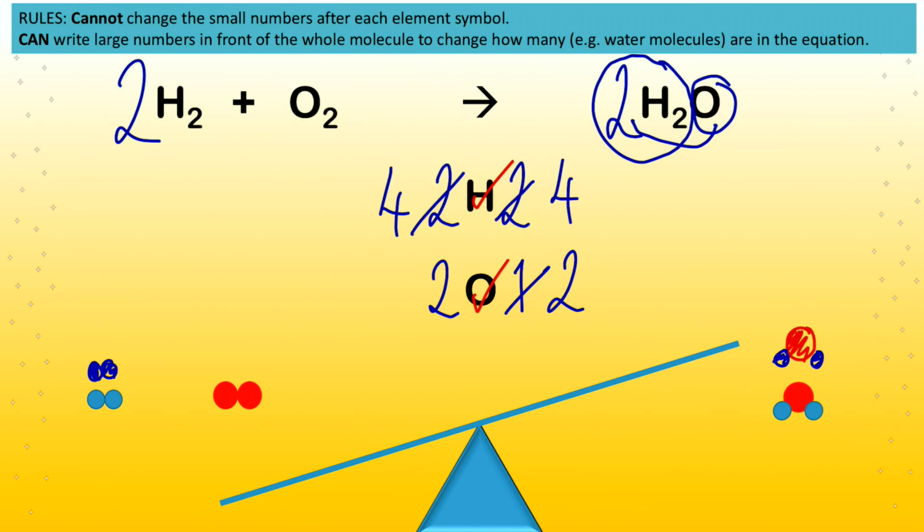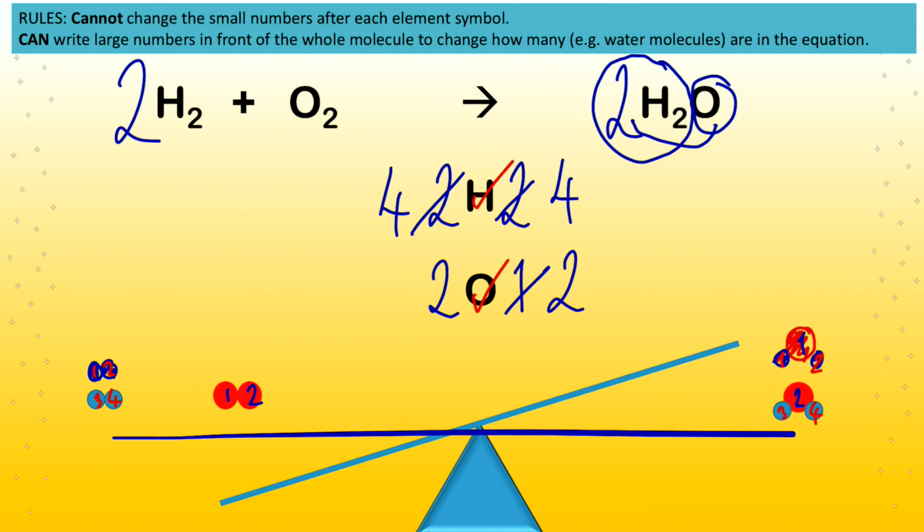So we have 1, 2, 3, 4 hydrogens on the left, 1, 2, 3, 4 hydrogens on the right, and then we have 1, 2 oxygens on the left and 1, 2 on the right. So our scales are now absolutely balanced. So 2 hydrogen, and we've effectively got 1 oxygen there. We haven't written a number, but it's just 1. That's what not writing a number means. And we have 2 water. 2 numbers would give you 1 or 2 marks in the exam question.